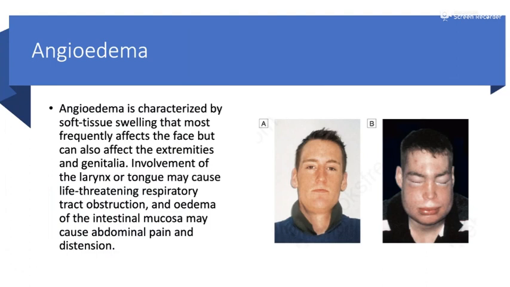Angioedema is characterized by soft tissue swelling that most frequently affects the face. Like this patient, see how he was and how he became with the angioedema. But it can also affect the extremities and genitalia. Involvement of the larynx or tongue may cause life-threatening respiratory tract obstruction. And edema of the intestinal mucosa may cause abdominal pain and distension.